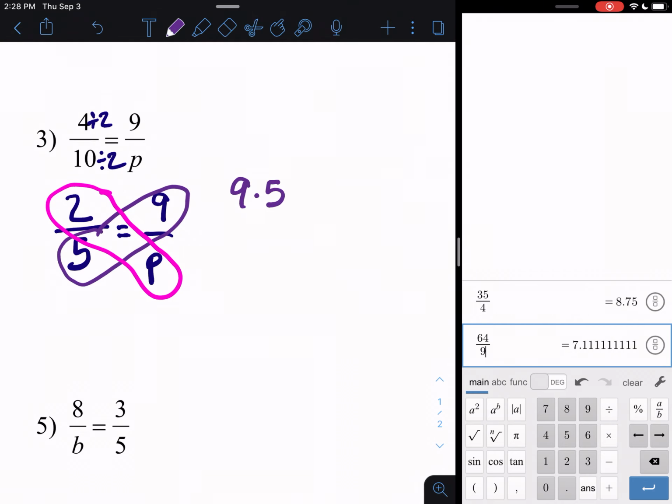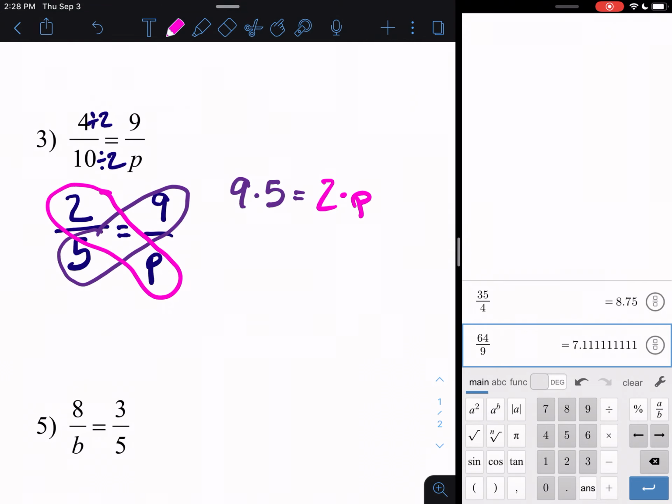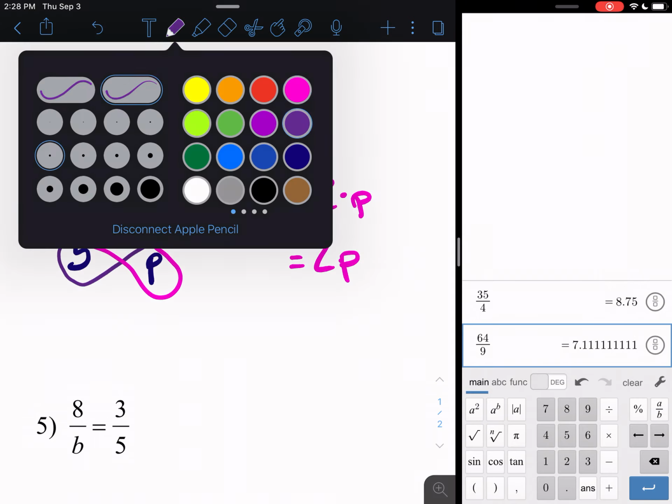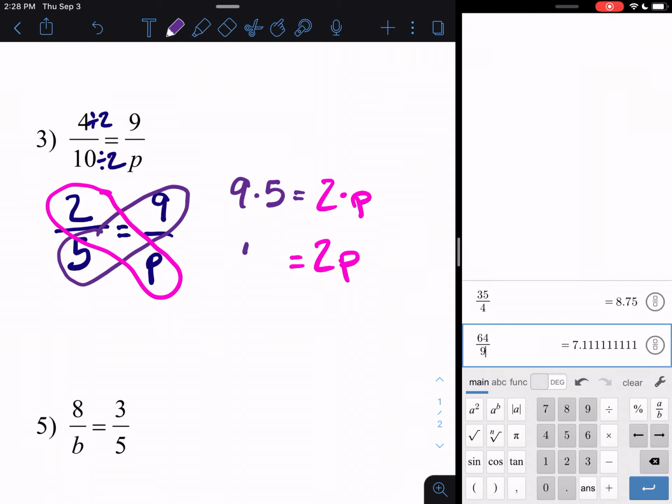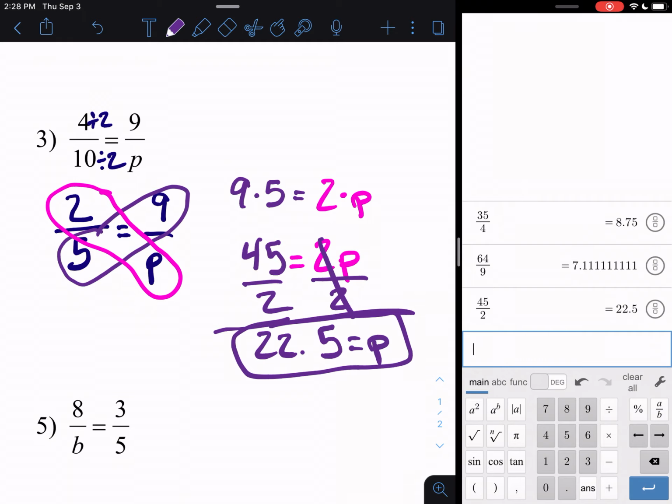So 9 times 5 equals 2 times P. So 2 times P, another way to write that is 2P equals 9 times 5 is 45. Then I'm going to divide both sides by 2. So 2 times what equals 45? I'm going to divide both sides by 2. 45 divided by 2, and I get 22.5 equals P. So P equals 22.5.